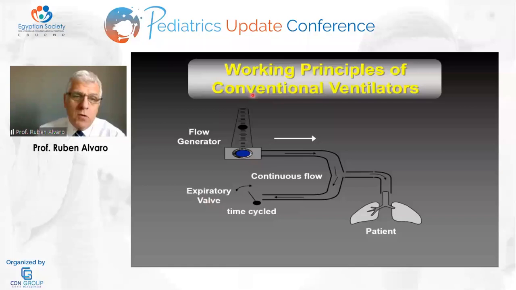So when this flow generator injects air into the baby's lungs, when this valve is closed, it depends what type of ventilator we are using. If you're using pressure limited, this flow generator will inject air into the lungs until the pressure that you set is achieved. And then when that is achieved, the flow will stop and will keep that pressure, that amount of air generating that pressure inside the lungs for the time that you set as your inspiratory time.